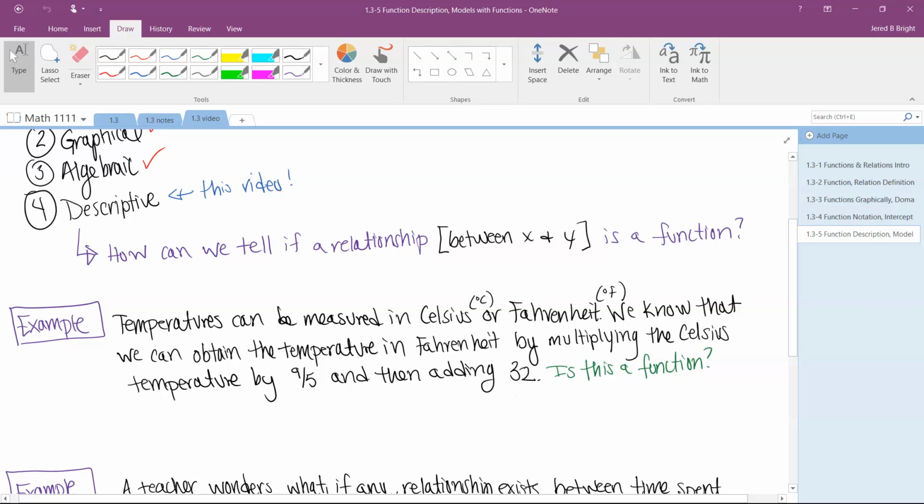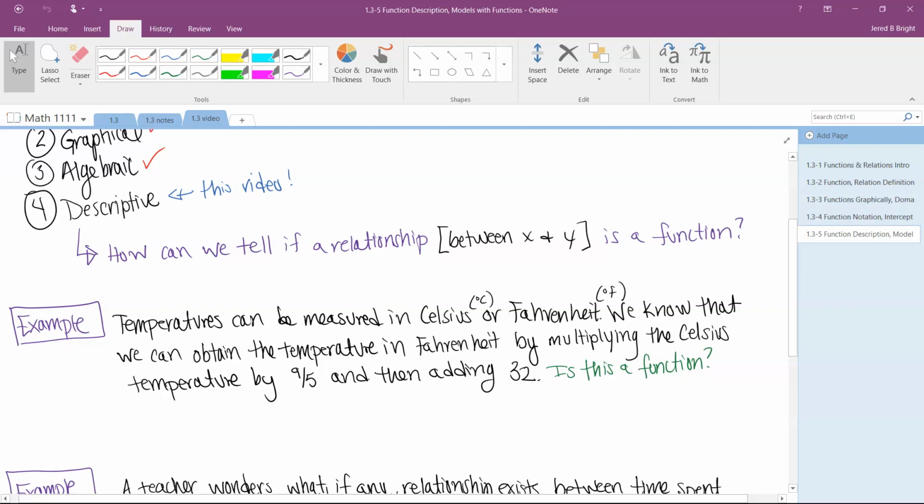Okay, so temperatures, we might remember, we can measure those in Fahrenheit, that's what we do in the US, or Celsius if you are in pretty much anywhere but the US. So Fahrenheit or Celsius were different scales. And so here we have a little description. We know that we can obtain the temperature in Fahrenheit by multiplying the Celsius temperature by 9/5 and then adding 32. And then the question is, is this a function? And so we need to figure out how to answer this.